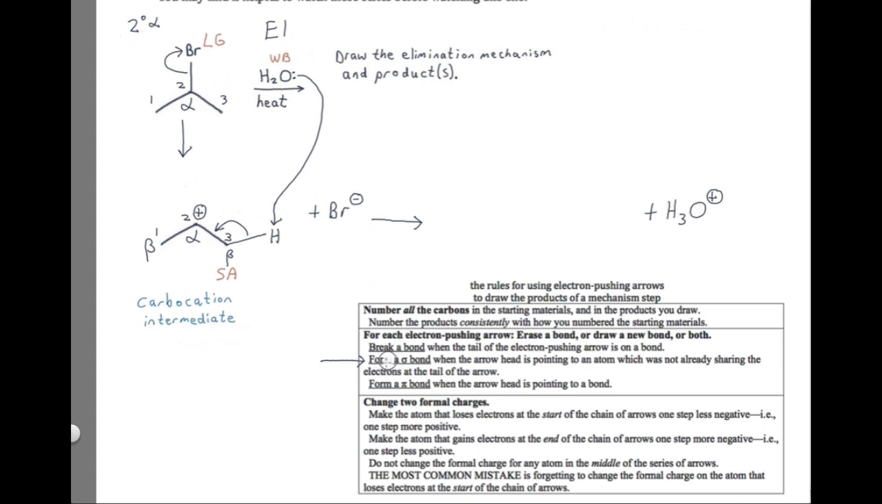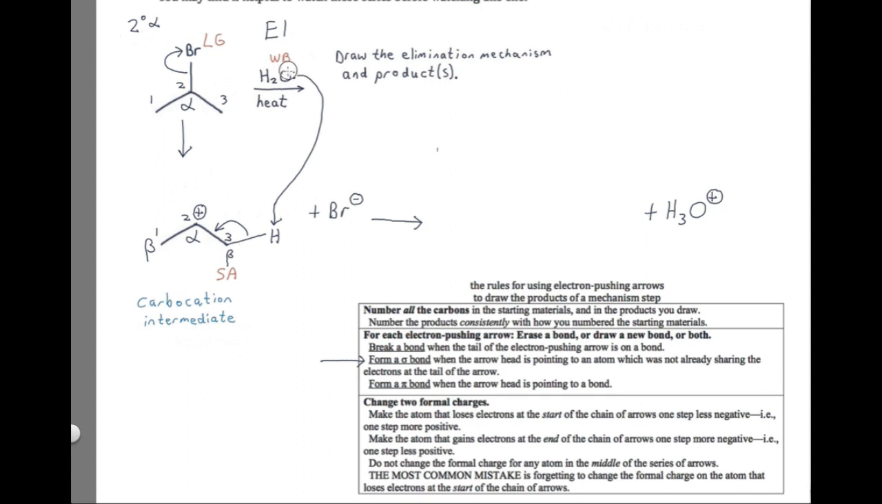We use this rule to see that we're forming a new sigma bond. We form a sigma bond when the arrowhead is pointing to an atom which was not already sharing the electrons at the tail of the arrow. I know that's a little bit complicated, but this arrowhead is pointing to this hydrogen. Notice that in this picture, the hydrogen is not yet sharing the electrons at the tail of the arrow. The electrons are starting in a lone pair on the oxygen. In this picture, the hydrogen is not yet sharing those electrons. I know that's a little bit of a complicated rule, but with practice, it becomes fairly intuitive to see that this arrow tells us to form a new sigma bond.